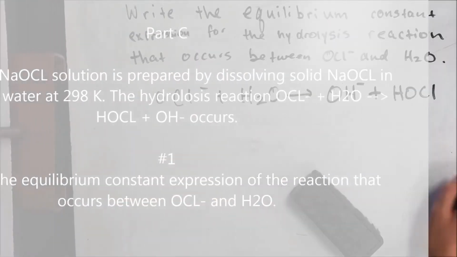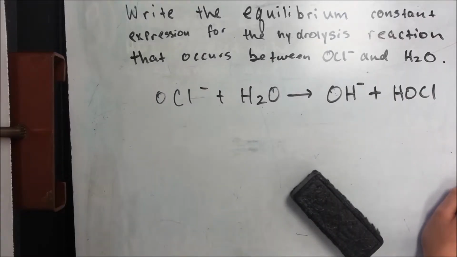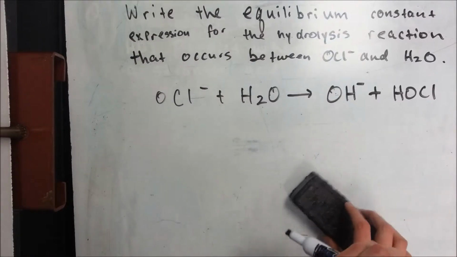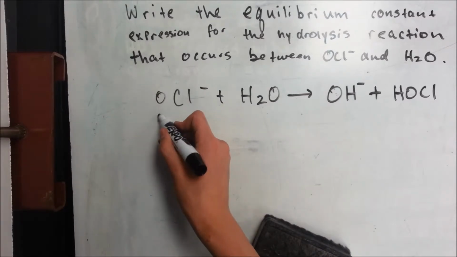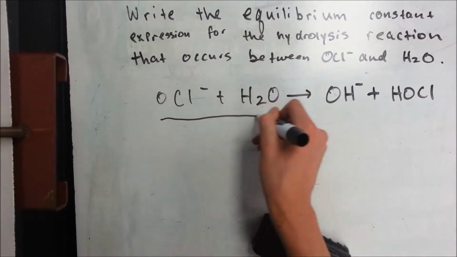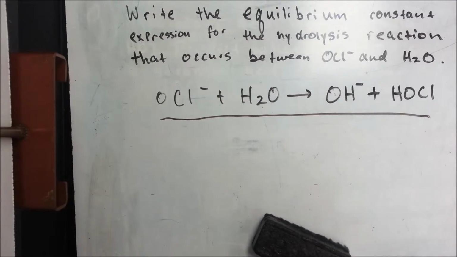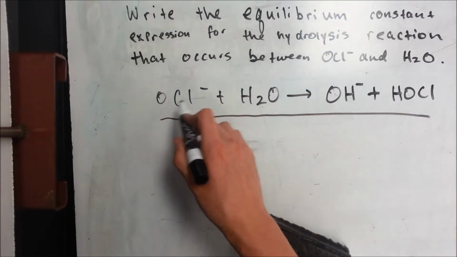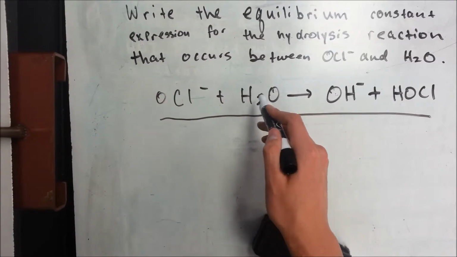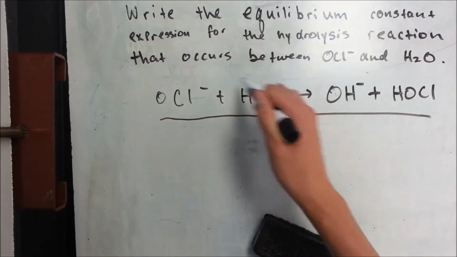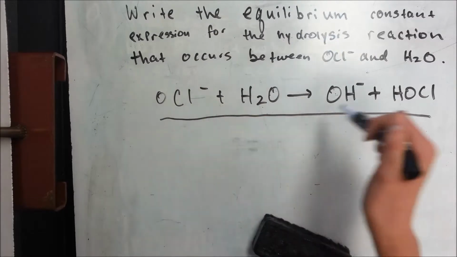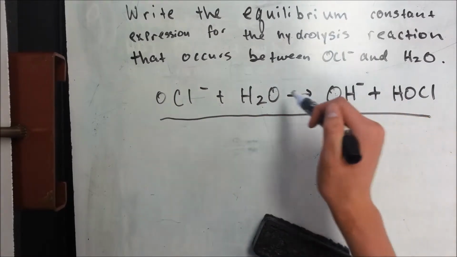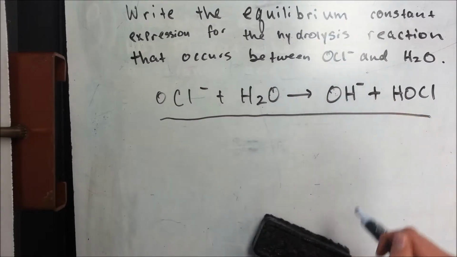Moving on to the next part, we have the question asking, write the equilibrium constant expression for the hydrolysis reaction that occurs between OCl minus and H2O. So we have our equation written out here: OCl minus plus H2O, giving hydroxide plus hypochlorous acid. We see that the water acts as the proton donor in this case, giving the hydrogen to the OCl minus to form HOCl, and in the process it loses that hydrogen and becomes hydroxide.